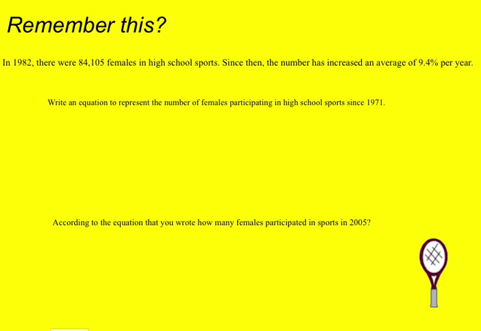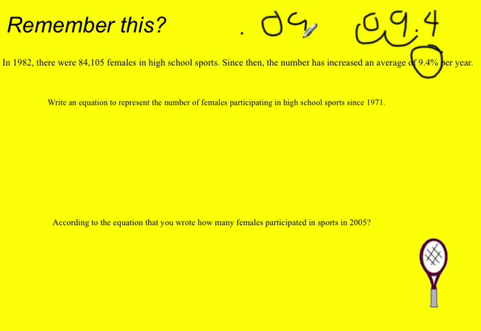In 1982, there were 84,105 females in high school sports. Since then, the number has increased an average of 9.4% per year. So remember, whenever you have a percent, you want to convert it to a decimal. So we're going to move it left 2 places. So the decimal for that is going to be 0.094. So our starting point is 84,105.